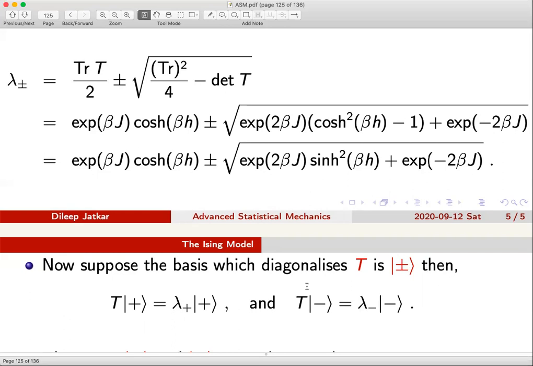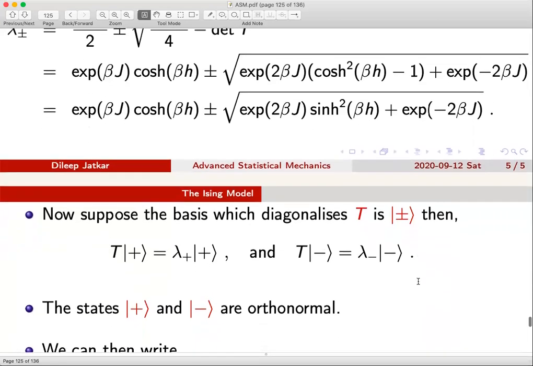But it makes it clear that it is this basis in which the transfer matrix is diagonal. By that I mean that if you act the transfer matrix on the state plus, then you get eigenvalue lambda plus. But if you act the transfer matrix on the state minus, then you get eigenvalue lambda minus. So in the up down basis, the transfer matrix is not diagonal, and up down is not the correct basis. Instead, plus minus is the correct basis.